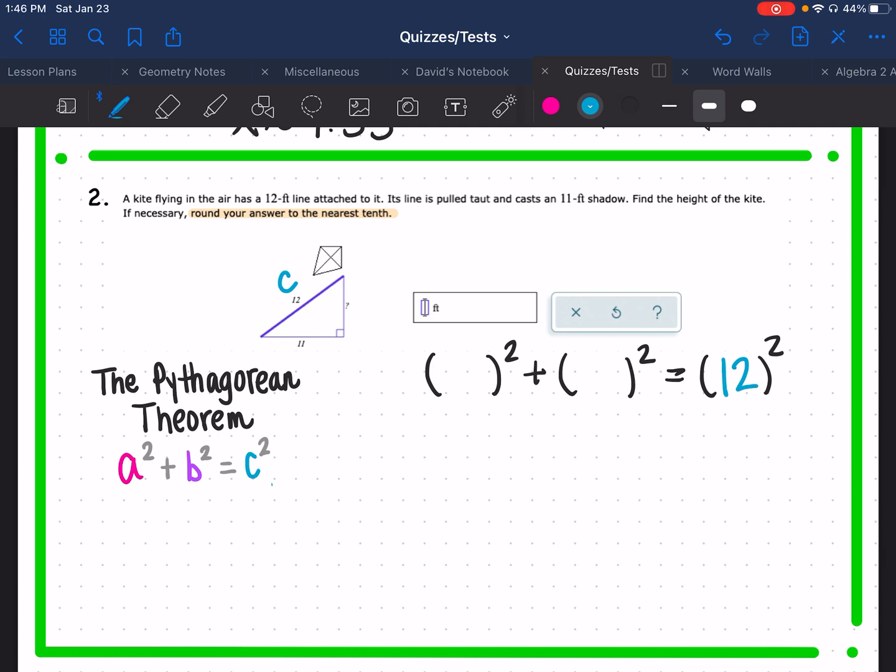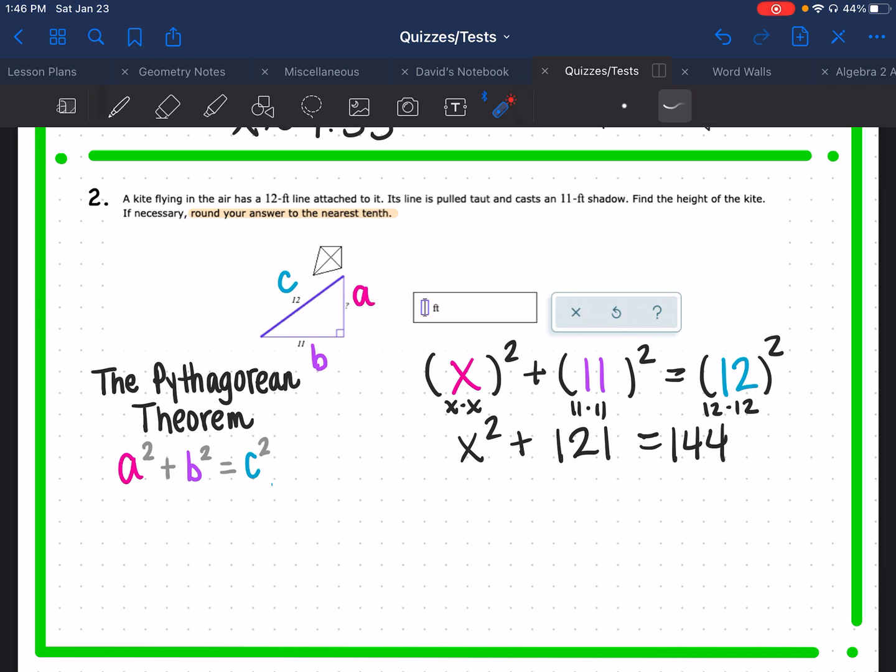And then remember, you make the other two your A, and I'm going to call it X instead of question mark. And then you're going to find your B, and I'm going to use 11. All right, so remember you're multiplying x times x, that's x squared. You're multiplying 11 times 11, 121. And you're multiplying 12 times 12, 144.